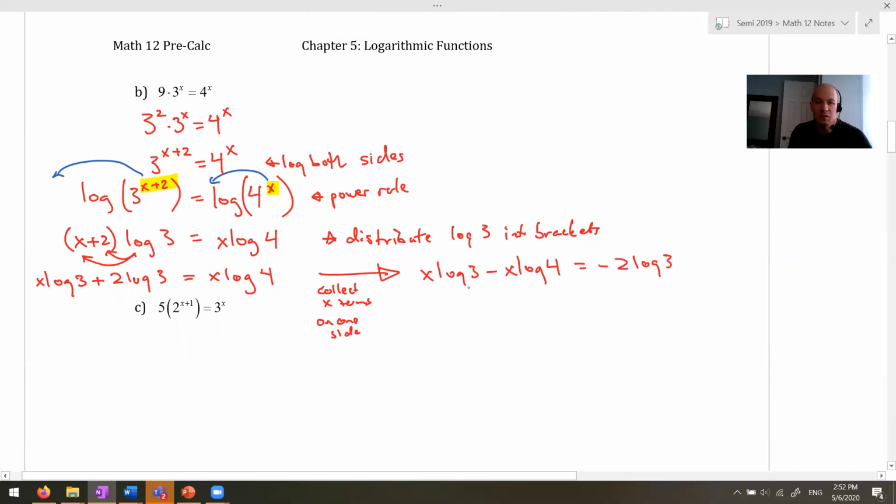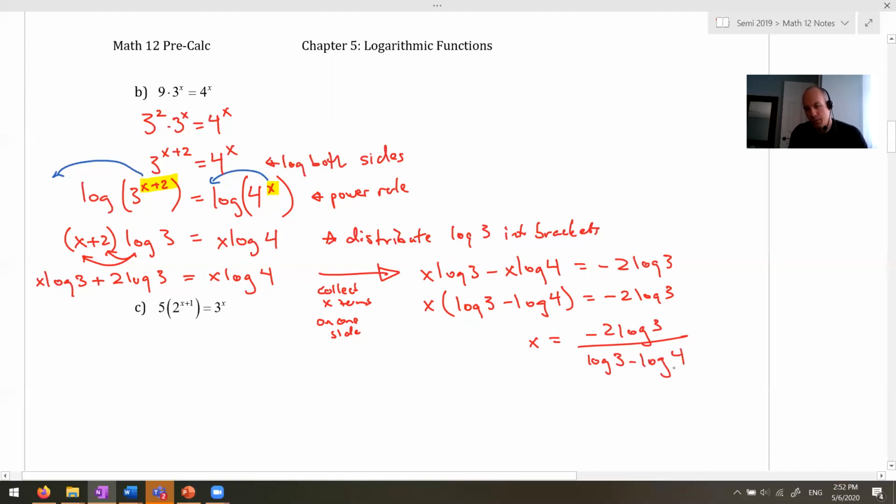The reason you do that is because now you can factor x out, and you can have log 3 minus log 4. That's equal to 2 log 3. Finally, you can divide both sides by log 3 minus log 4, and you can get this here, all over log 3 minus log 4. Okay, so that was the process.